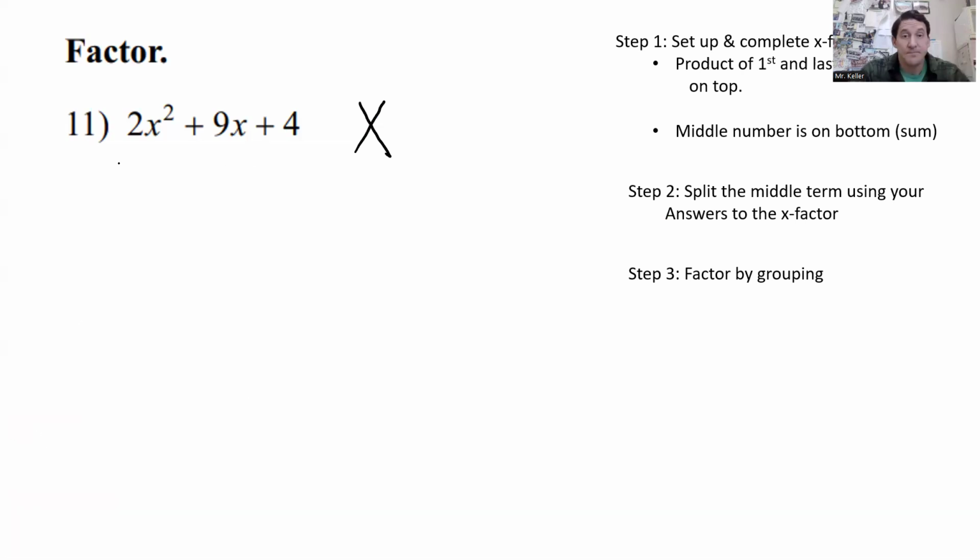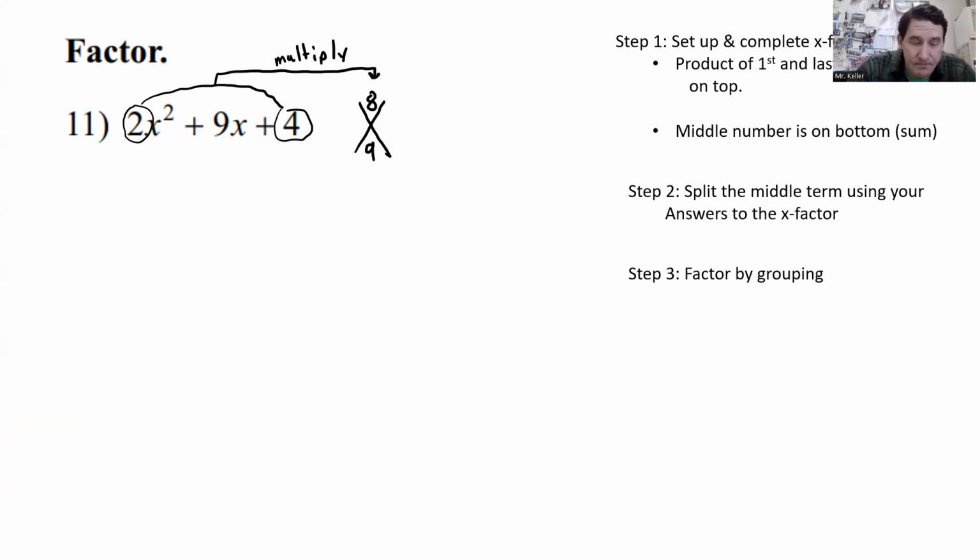So here, to get the top, it's the product of the first and last number that goes on top. The first number is 2, the last number is 4. So I'm going to take the product of these two numbers. Remember, product means to multiply. So 2 times 4 is 8. That middle number still goes on the bottom, and now we can complete the X factor.